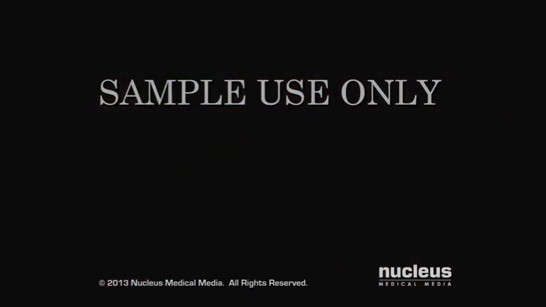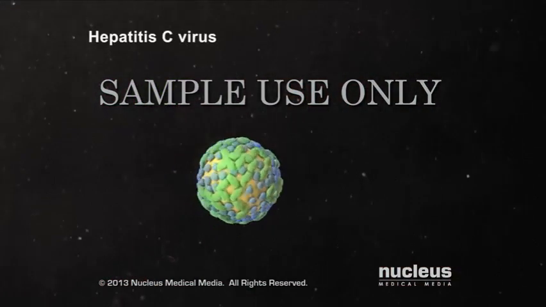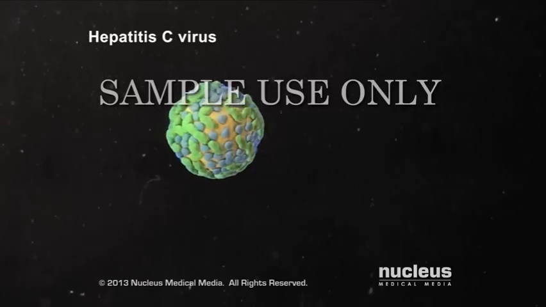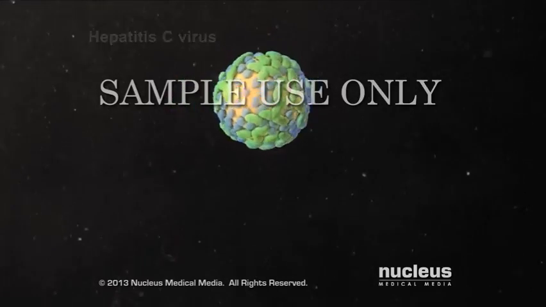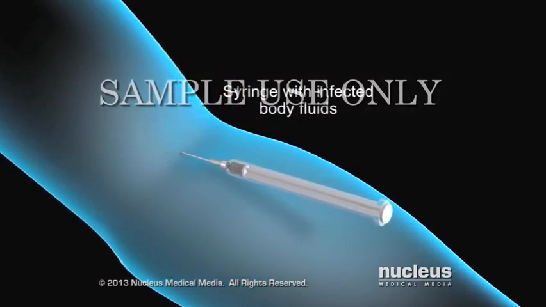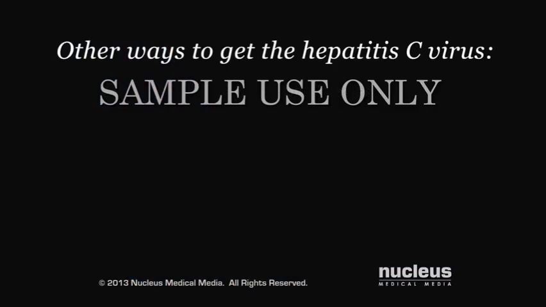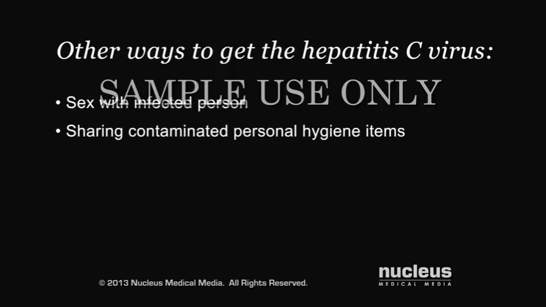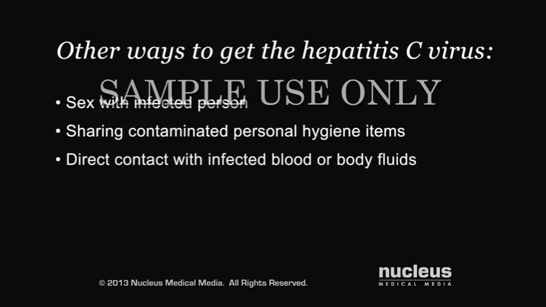If you have hepatitis C, the virus entered your body when you were exposed to the blood or other body fluids from a person infected with the virus. This could have happened from sharing a drug syringe with an infected person. Other ways you may have been exposed to the virus include having sex with someone infected by the virus, sharing personal hygiene items such as razors or toothbrushes used by an infected person, direct contact with the blood or body fluids of an infected person, or when a mother passes it to her baby during birth.